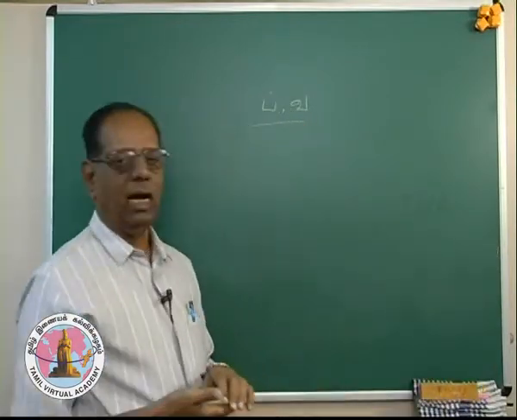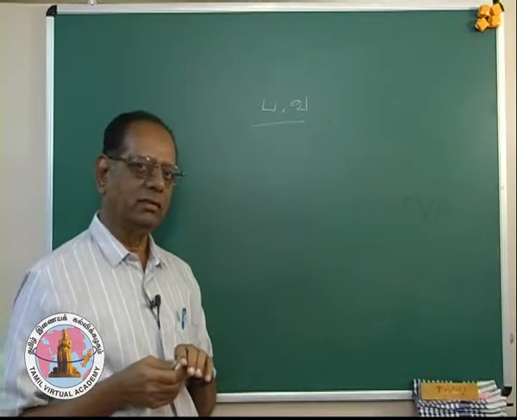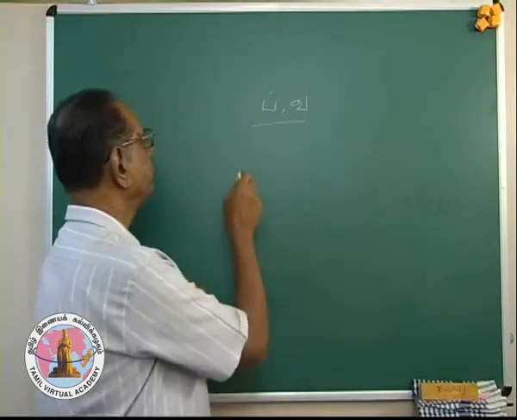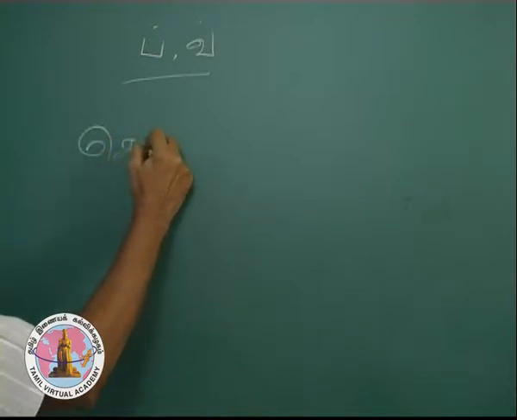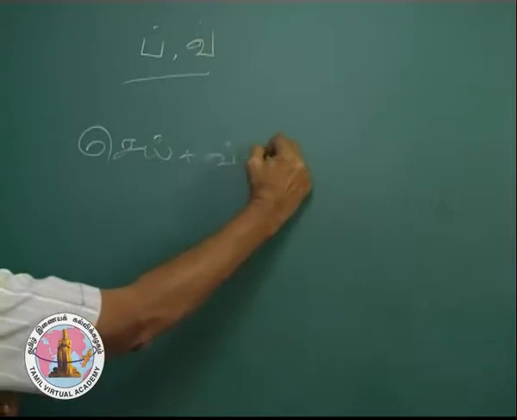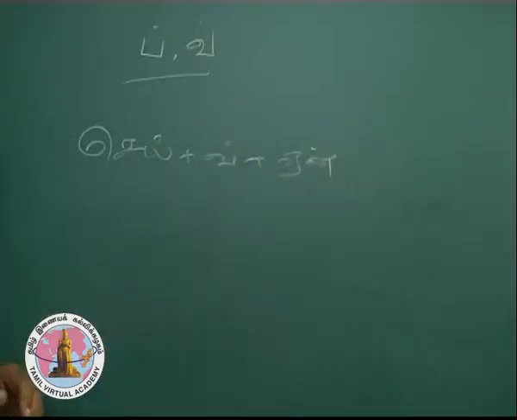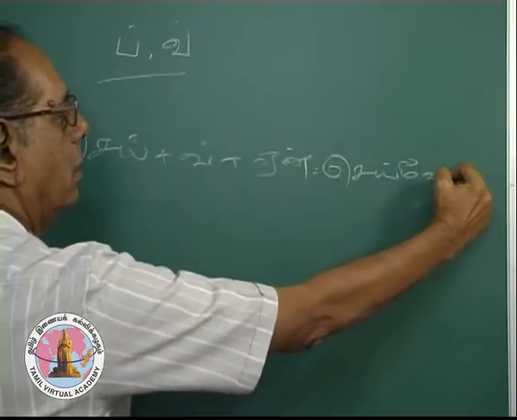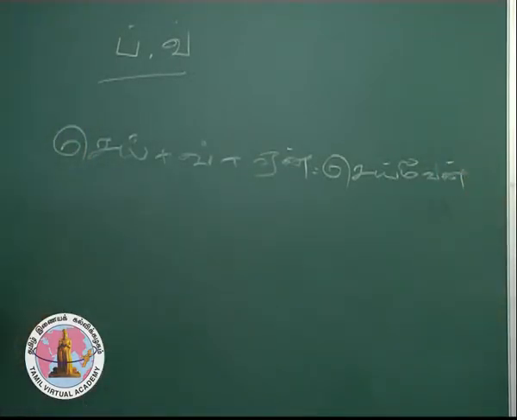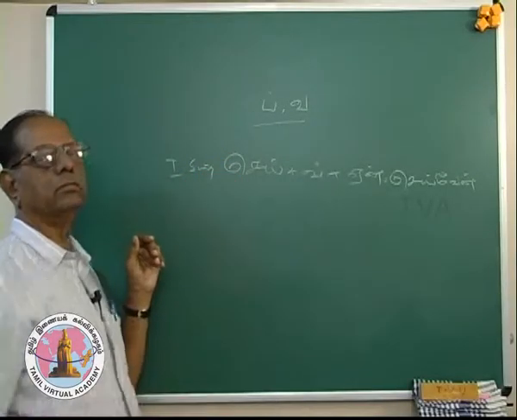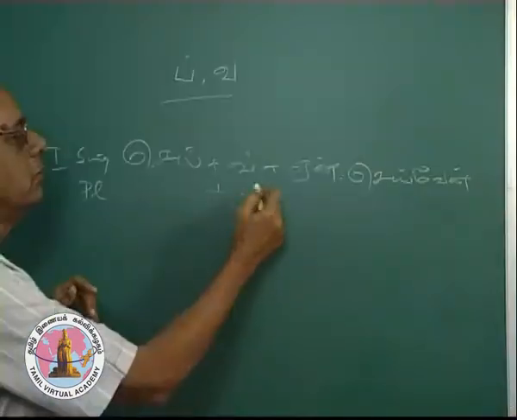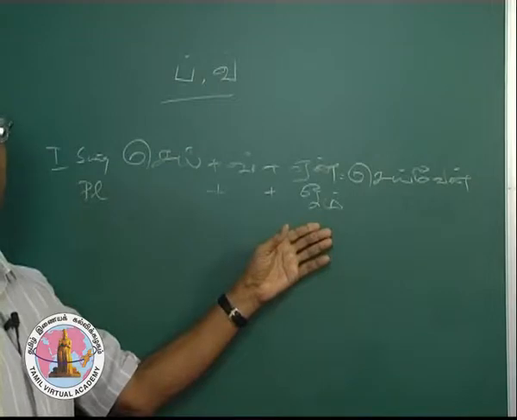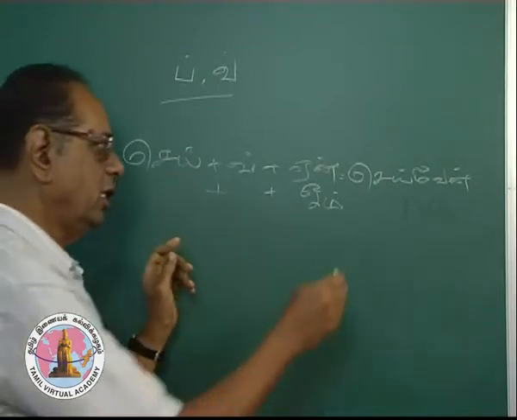In the last class, I suggested an exercise to have all the persons, both singular and plural, conjugated. This is first person singular. What will be the plural? The personal marker will be "om". So cey plus v plus om, ceyvom.